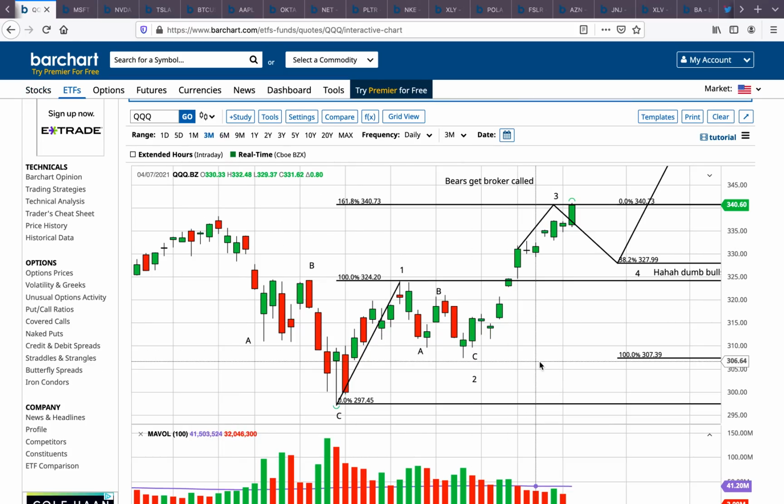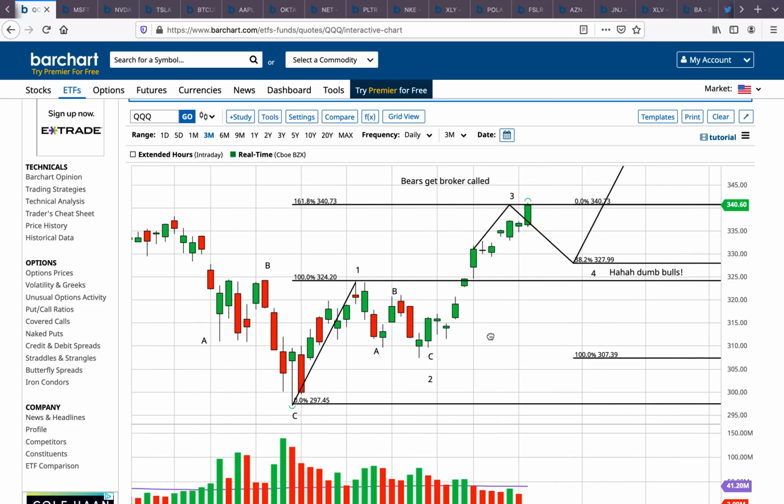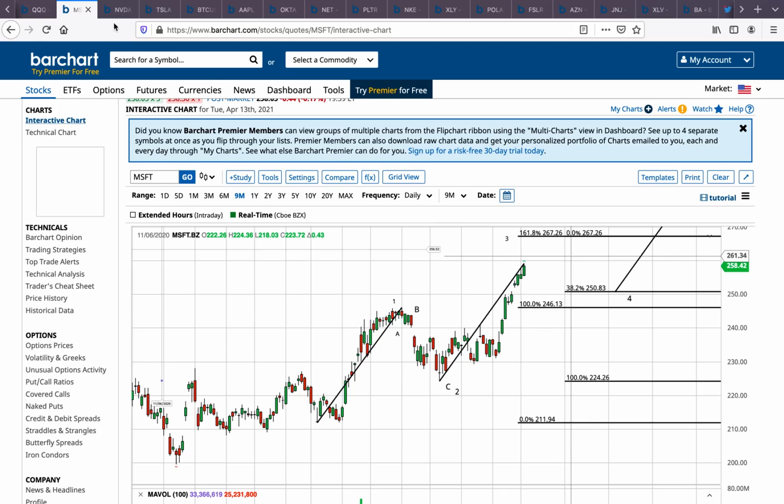And right now with QQQ, it's the same thing. We have reached the textbook wave 4 target. If we started pulling back here tomorrow, and we just looked at Microsoft, it doesn't really look likely that QQQ is going to have a serious pullback tomorrow, because Microsoft looks like it wants the 161.8% extension of 267. I'm not saying that the market's not going to go down tomorrow. I don't really care if the market is up or down tomorrow.